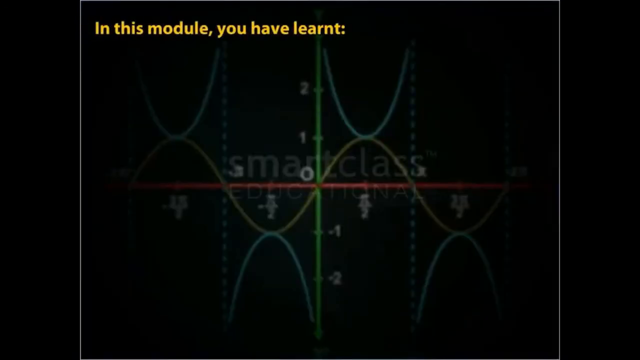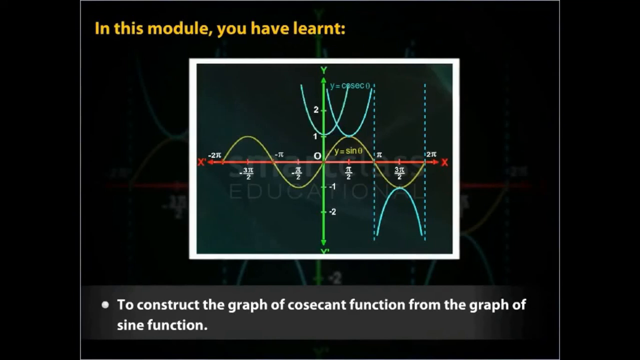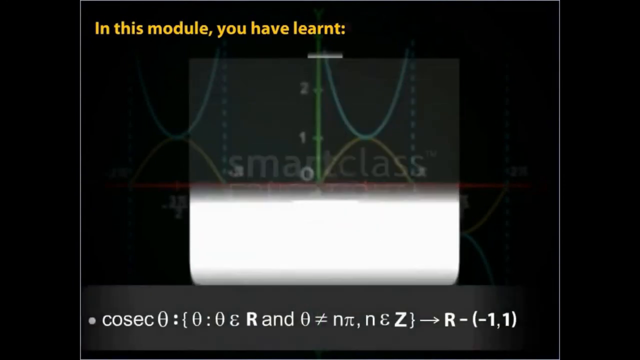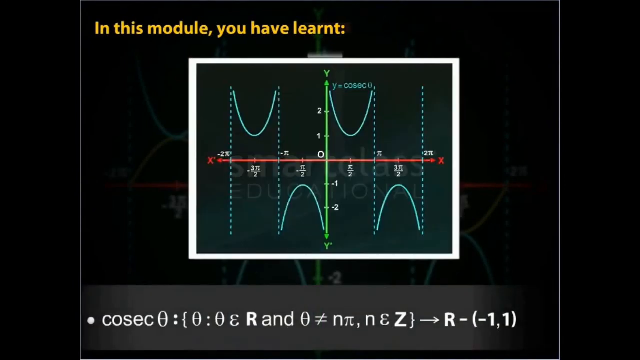In this module, you have learnt to construct the graph of the cosecant function from the graph of the sine function. The domain of the cosecant function is the set of all real numbers except integral multiples of pi, and its range is the set of real numbers greater than or equal to 1 and less than or equal to -1.